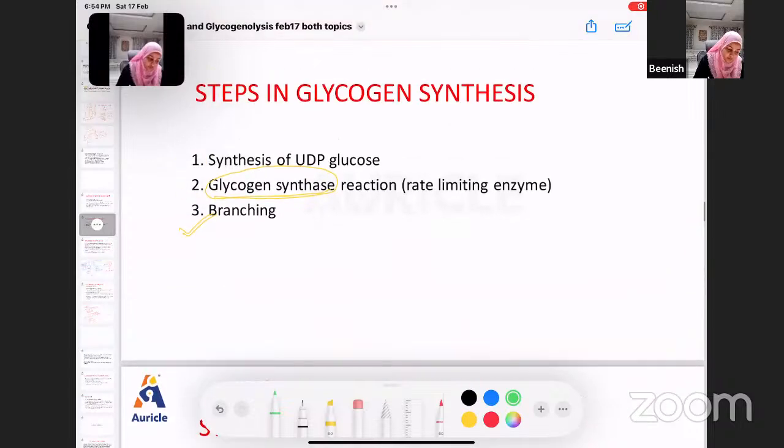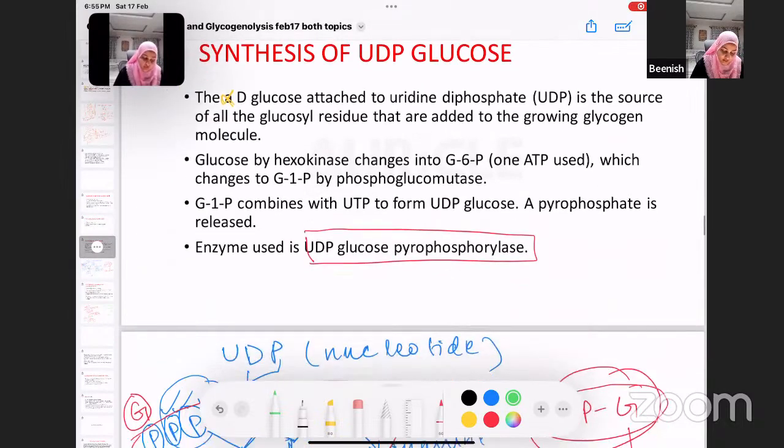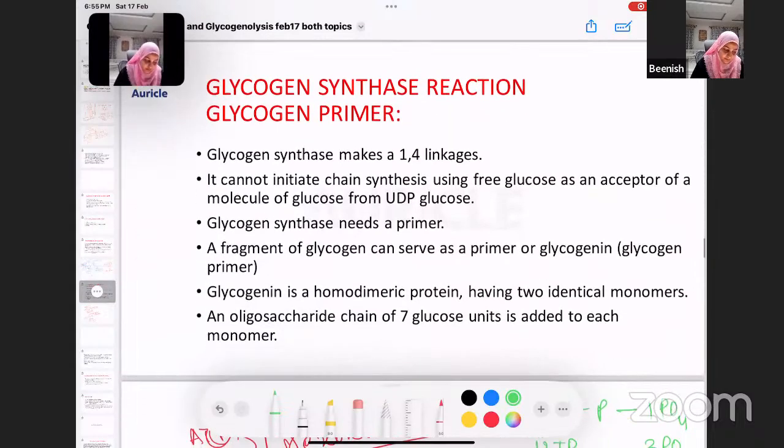This was the first step in glycogen synthesis. Moving on to the next step, which is catalyzed by glycogen synthase. This is the rate limiting enzyme of the reaction. Glycogen synthase is able to make alpha 1,4 linkages. It cannot initiate chain synthesis using free glucose as an acceptor of a molecule of glucose from UDP glucose. Glycogen synthase needs a primer.